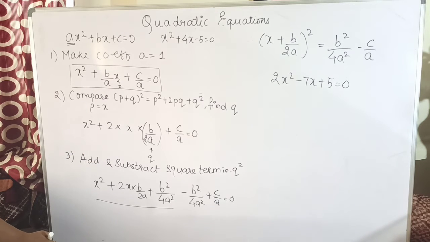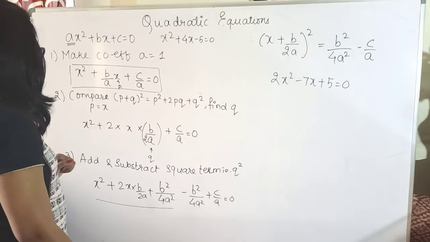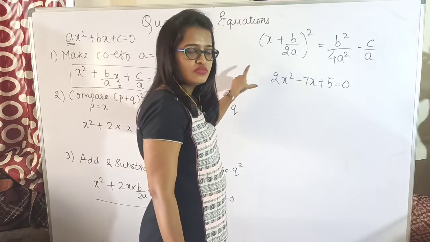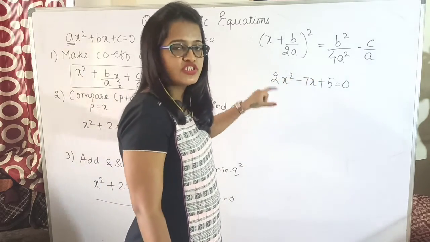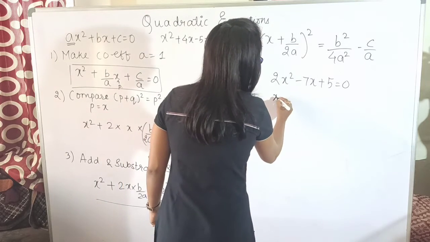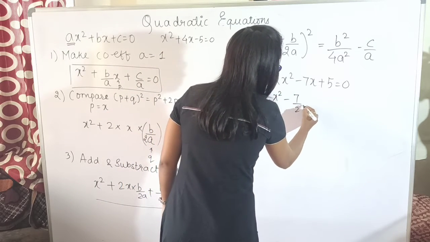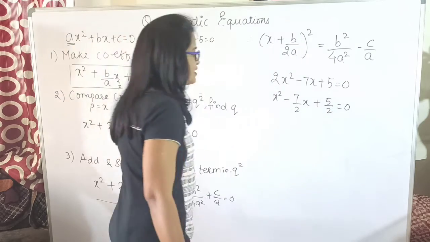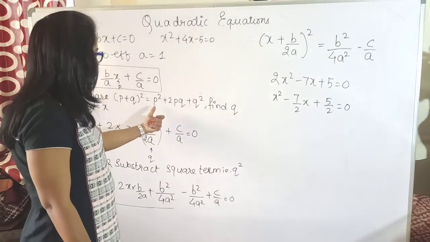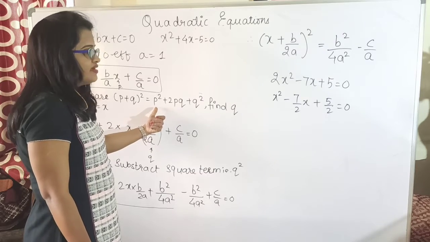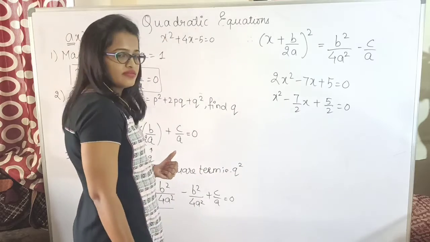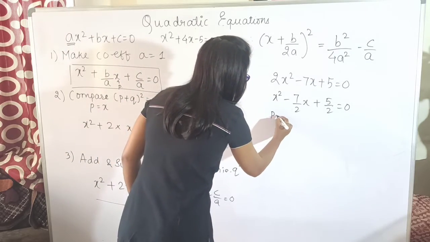The first step says that you have to make the coefficient of a as 1. Is the coefficient of a 1? No. To make it 1, divide the whole equation by 2. What I will get? I will get x square minus 7 by 2x plus 5 by 2 equal to 0. Second step, compare it with the identity. Comparing and find the value of p and q. The first term is p square. Okay, so I have got the value of p as x.